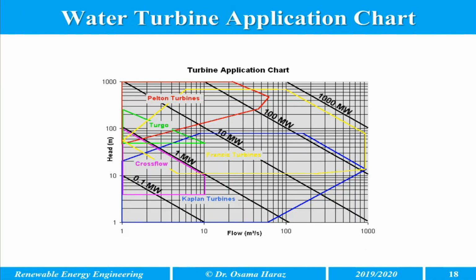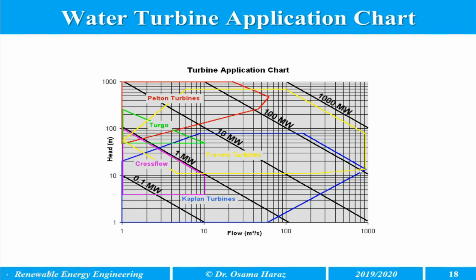Here in this chart, it shows the water turbine application chart. The horizontal axis shows the flow rate of water, and the vertical axis shows the head, the height of the water behind the dam. You can see the Pelton turbine, the red one here, works at high head with low flow rate.